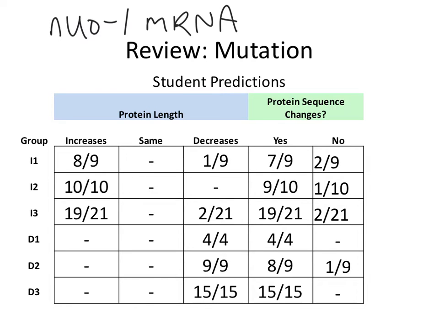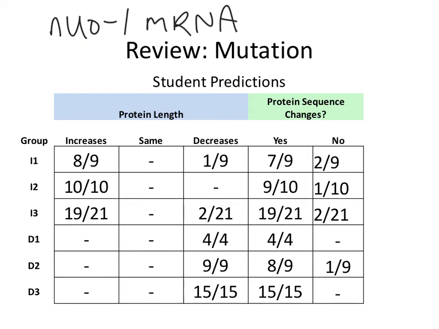And that was generally the case regardless of whether you're talking about inserting 1 or 4 nucleotides, 2 or 5 nucleotides, or 3 or 6 nucleotides. Everybody basically, at the start of class, predicted that that would increase the length of the protein. What about the D1, D2, D3 groups? Your predictions, if you delete nucleotides, was what was the effect on the protein length, according to what's up here.